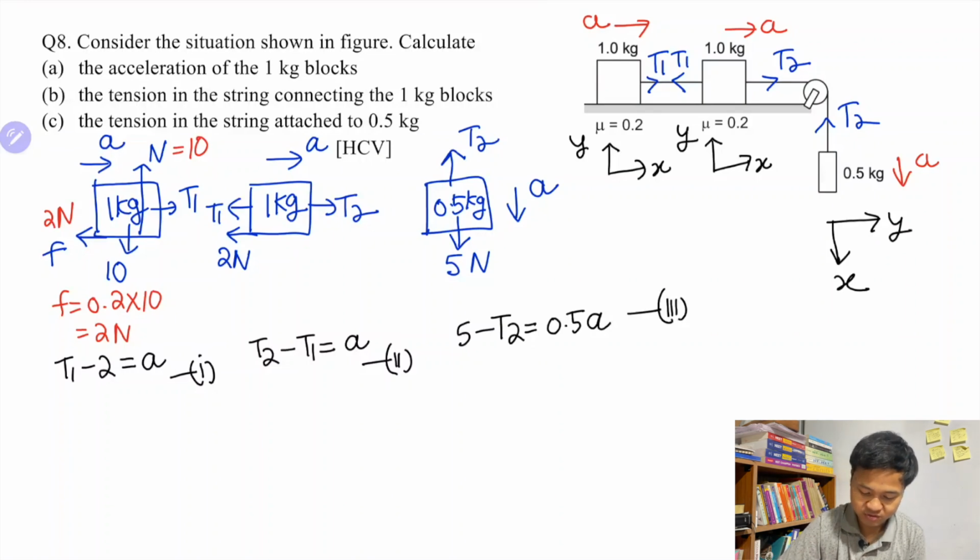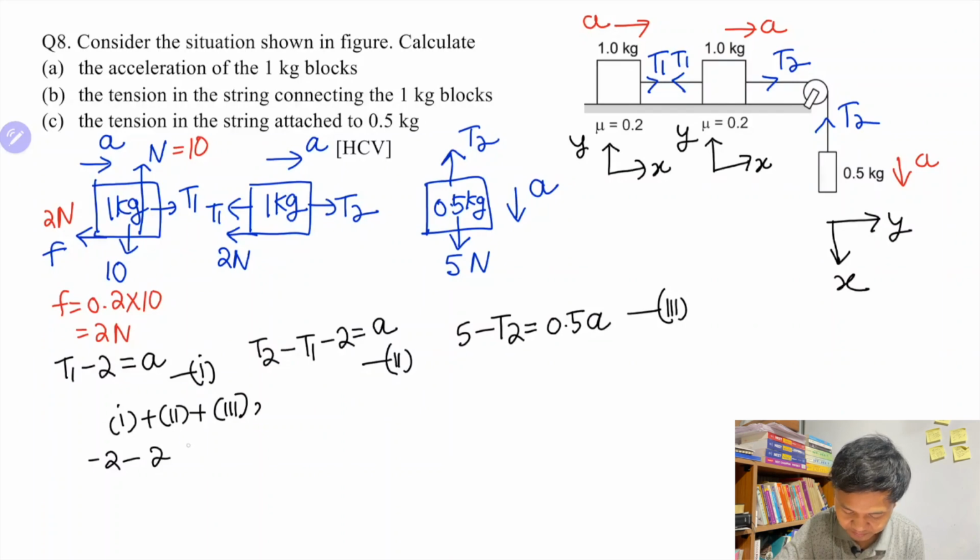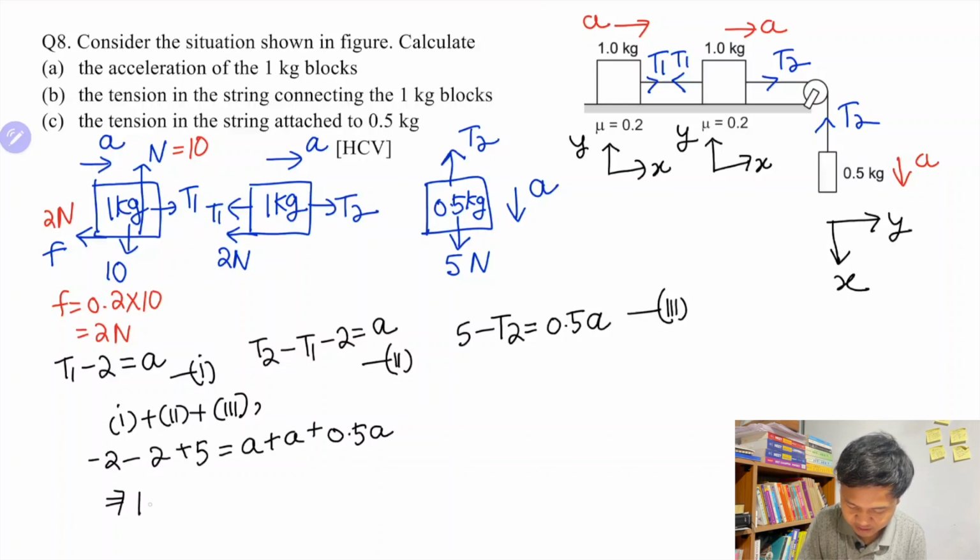Now we add equation number 1, 2 and 3. So 1 plus 2 plus 3: T1 minus T1 gets cancelled out, T2 minus T2 gets cancelled out. Remaining is minus 2, and in equation number 2 you also have a friction force, so minus 2 again should be equal to A. If I add them, I will have minus 2 minus 2 plus 5, which should be equal to A plus A plus 0.5 into A. That is minus 4 plus 5 is 1.